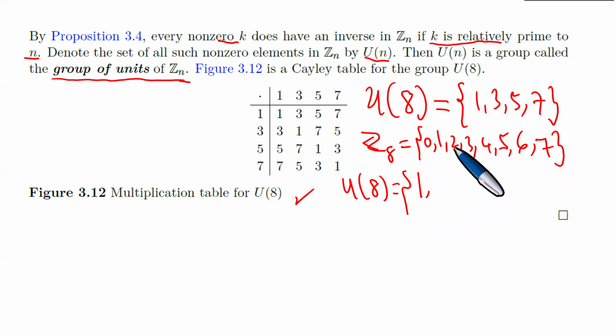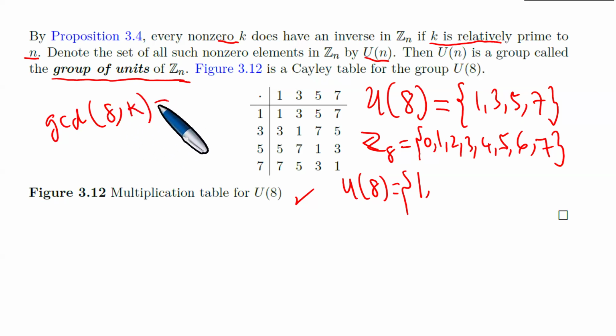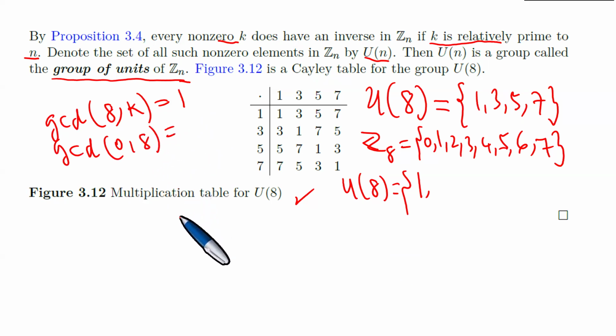Is 2 relatively prime to 8? Well, relatively prime means the greatest common divisor of 8 and that integer must be 1. So, for example, what is the greatest common divisor of 0 and 8? We can see that the greatest common divisor of 0 and 8 is 8 itself. So in other words, we want the greatest common divisor to be 1. So this one is out.